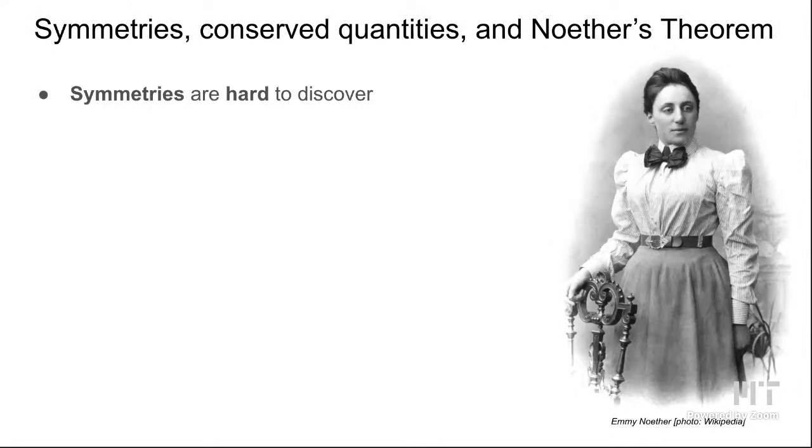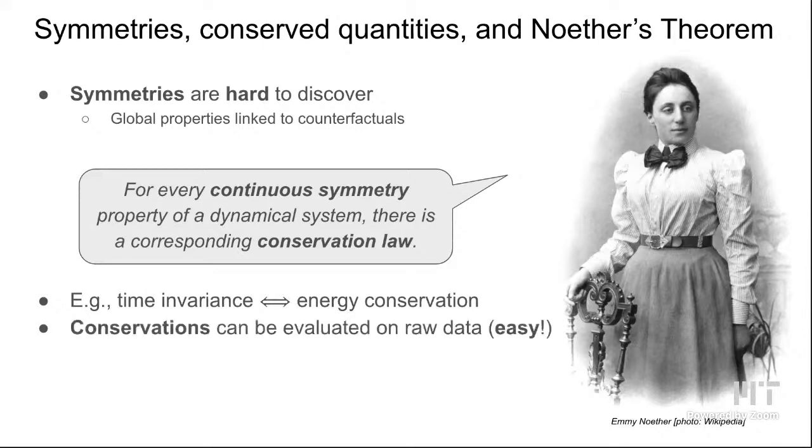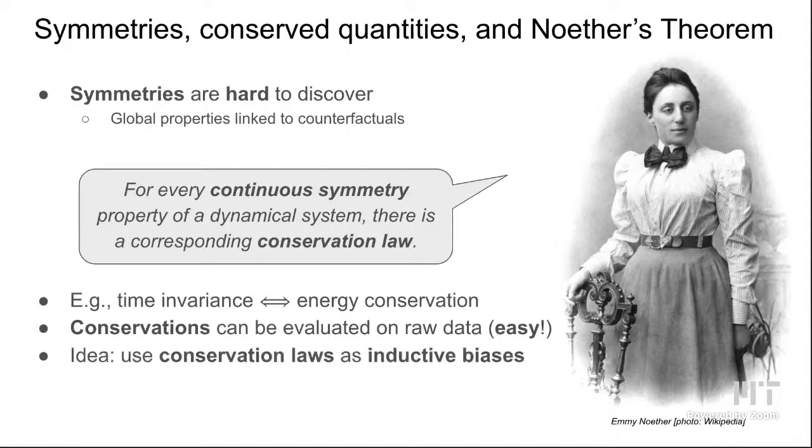One issue that we face is that symmetries are hard to discover because they are global properties that are linked to counterfactuals. We take inspiration from Noether's theorem, which roughly states that every continuous symmetry of a system has a corresponding conservation law. In the example of the pendulum, time invariance corresponds with energy conservation. The nice thing about conservation laws is that they can be evaluated directly on raw data. So in this work, we use conservation laws as inductive biases.